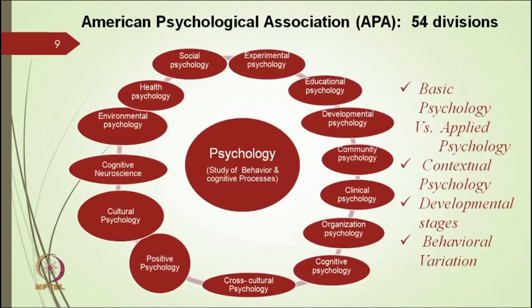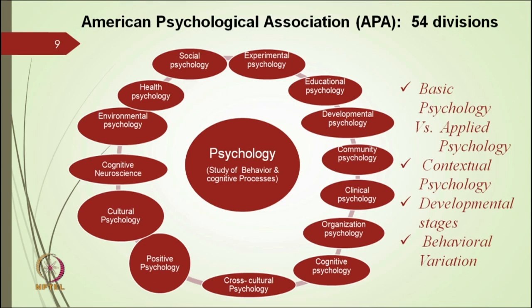The American Psychological Association has identified 54 divisions in psychology. I think you should know how many fields in psychology we could have. So, you could study 54 courses in psychology. And broadly, these schools have different reasons to have different branches. These reasons may be, first reason, basic psychology versus applied psychology.